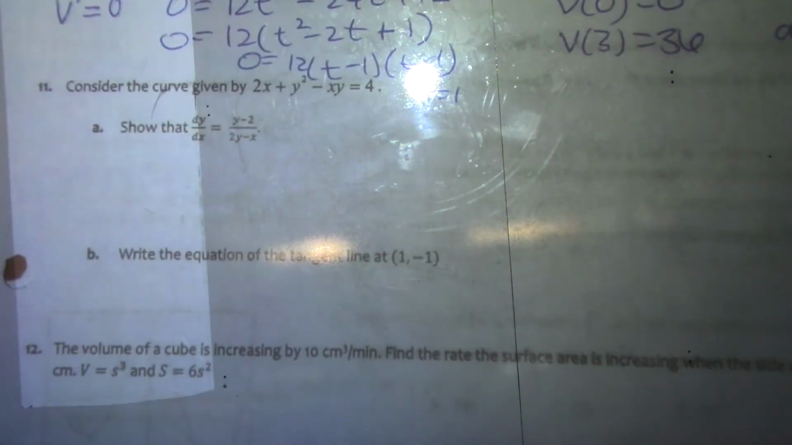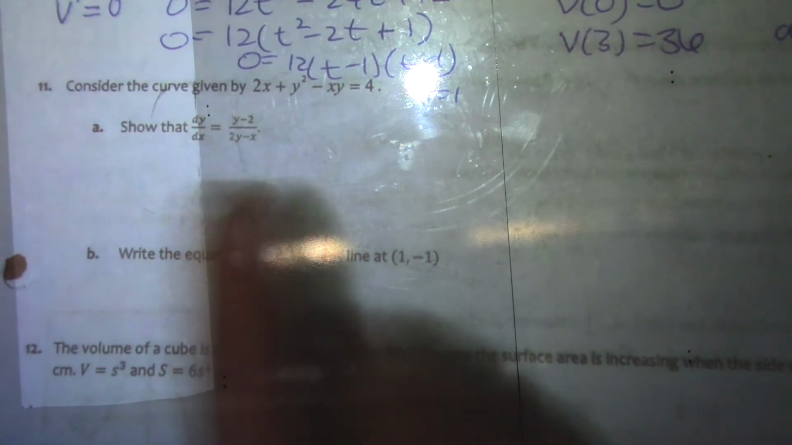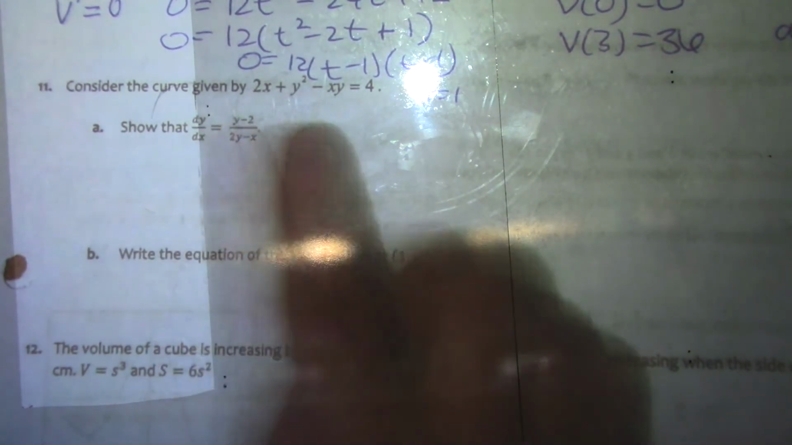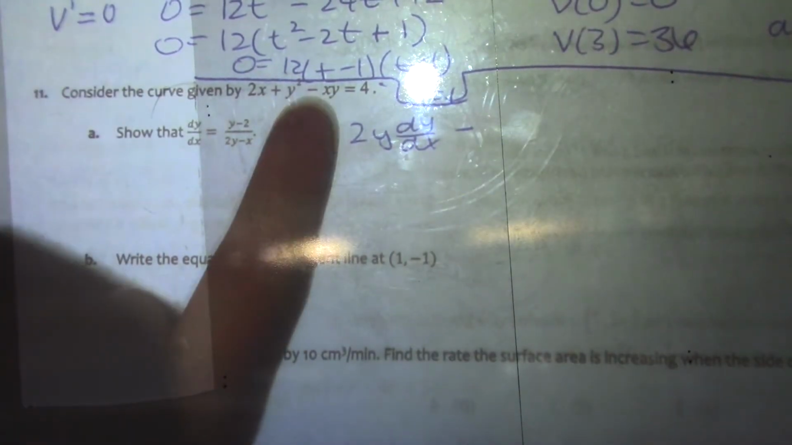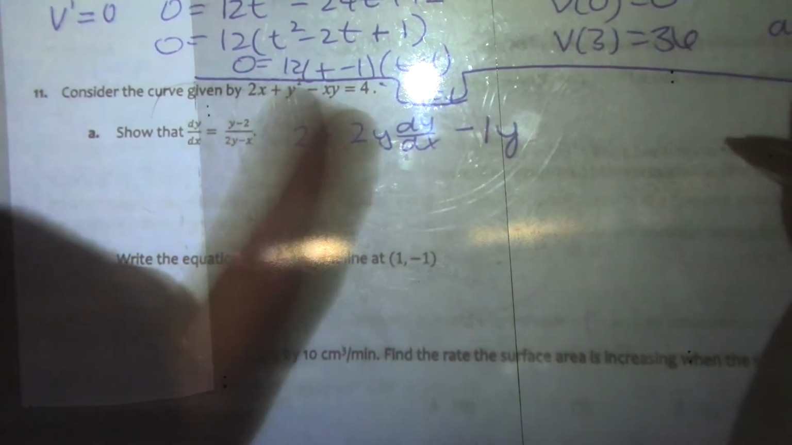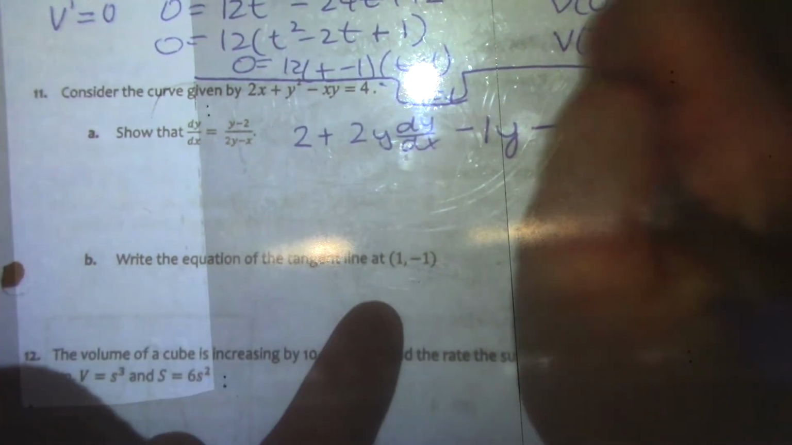All right, here we've got implicit. I want to show that the dy/dx is equal to this. So first step is take the derivative with respect to x. So that becomes 2 plus 2y dy/dx minus, all right, I'm taking the derivative of xy. So product rule: take derivative of x, that's 1, with the y. And then I'm still taking the derivative of this, so that negative sign goes with the x dy/dx.